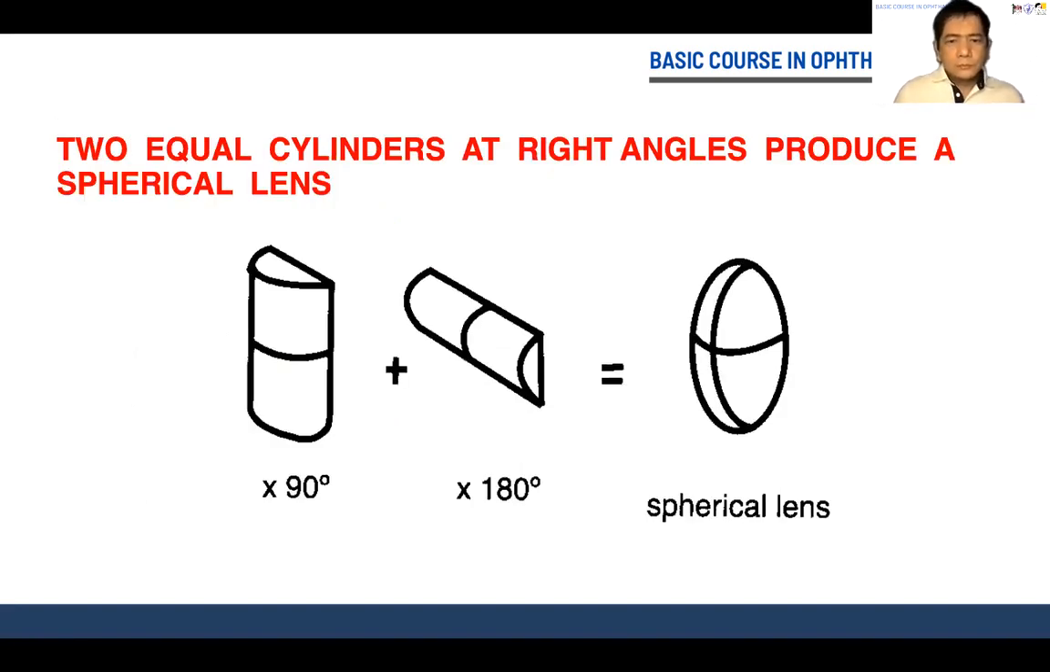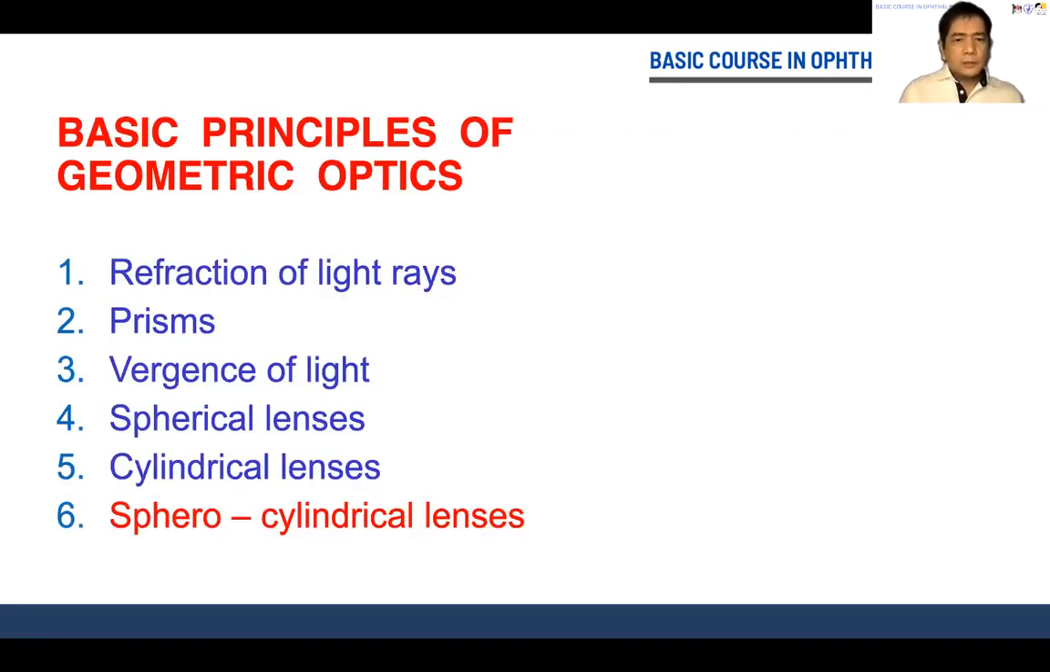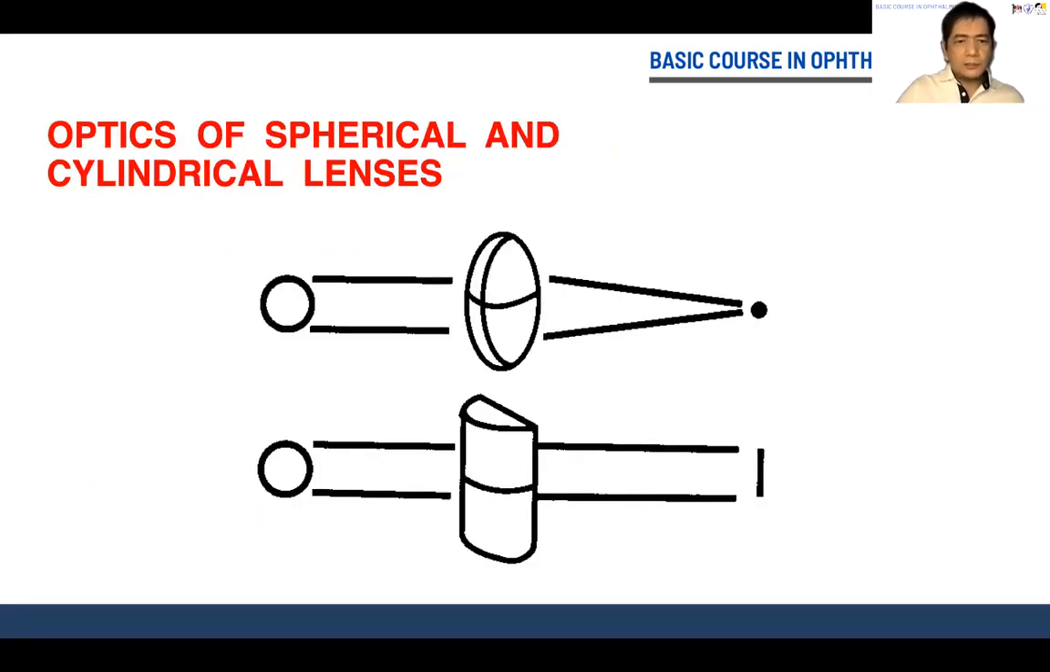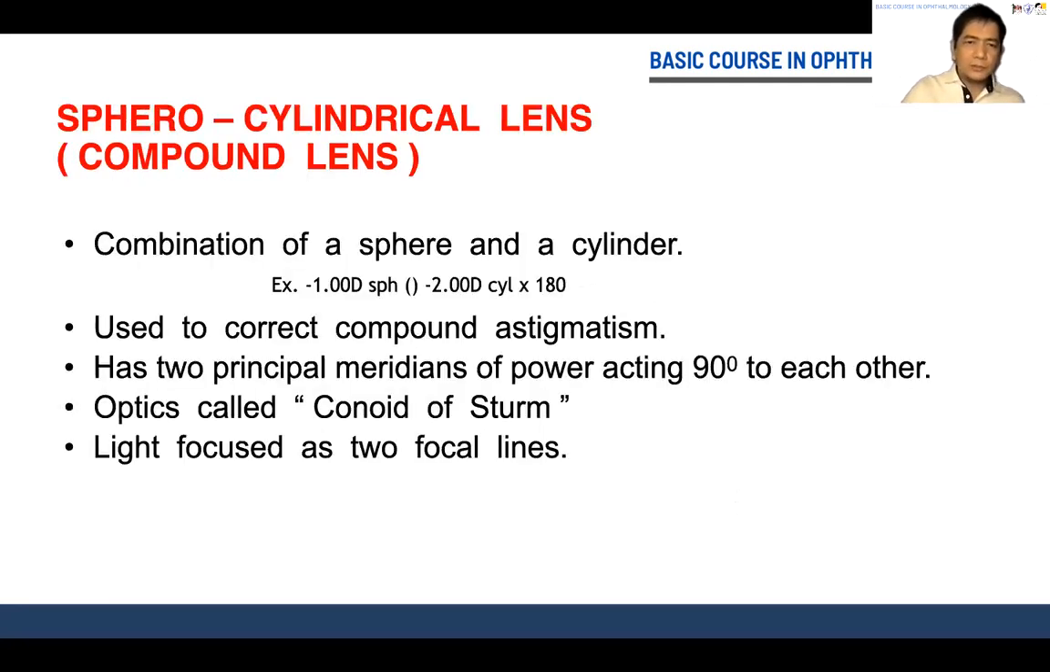So two equal cylinders or triangles actually produce a spherical lens. That's why with a spherical lens, the power is equal in all meridians. Okay, so spherocylindrical lenses. What are spherocylindrical lenses? So let's talk about optics of spherical and cylindrical lenses. A spherical lens forms a point image, while a cylindrical lens actually forms a line image.